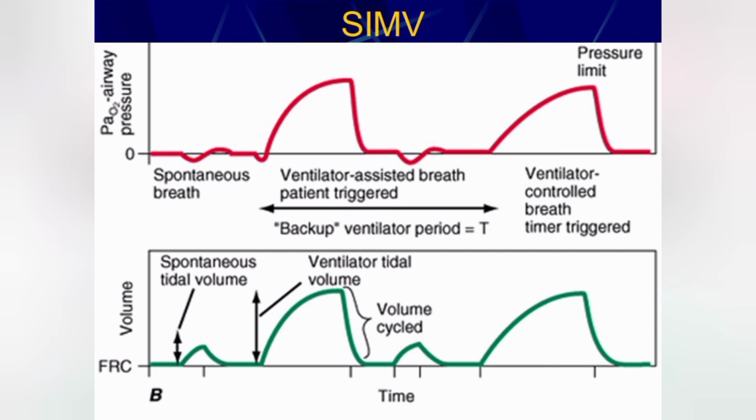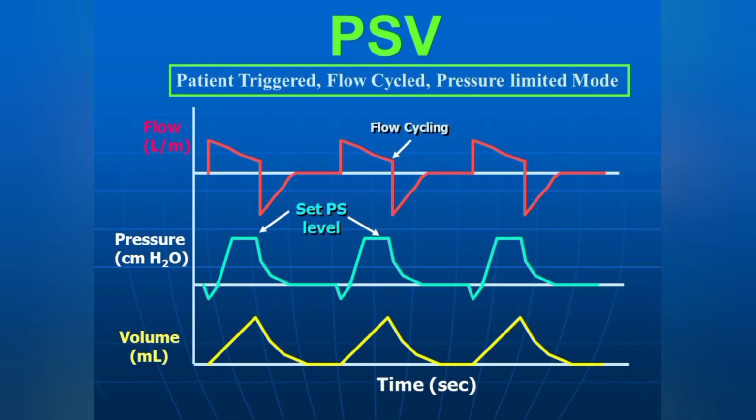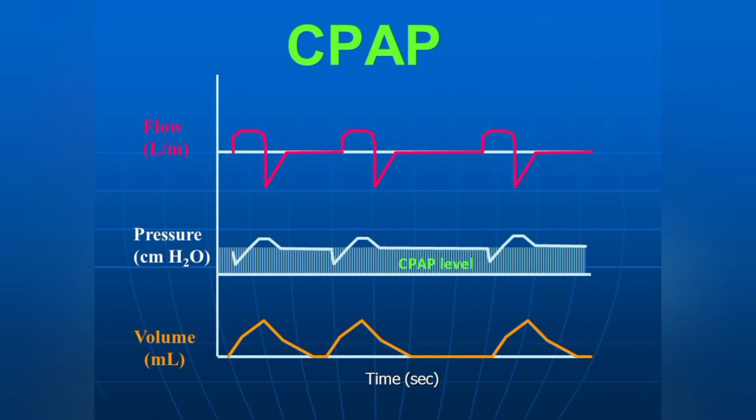Next is PSV. This is pressure support mode. Pressure support ventilation is a mode of positive pressure mechanical ventilation in which the patient triggers every breath and the ventilator supports those to attain the ideal volume or pressure.